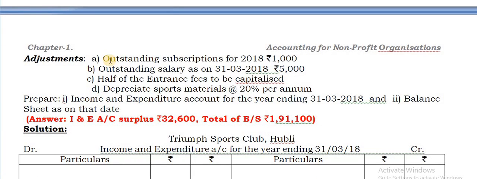Coming to the outstanding subscriptions, this is for the current year. So two places you have to take. One, the income and expenditure account credit side, add it. It relates to the current year. And it also comes in the balance sheet on the asset side. Two places: income and expenditure account credit side addition, balance sheet asset side. This is again an addition on the income and expenditure account debit side because it's outstanding expenditure. So income and expenditure account debit side addition, balance sheet liabilities side. This is only information. Then depreciation: income and expenditure account debit side as well as balance sheet asset side.